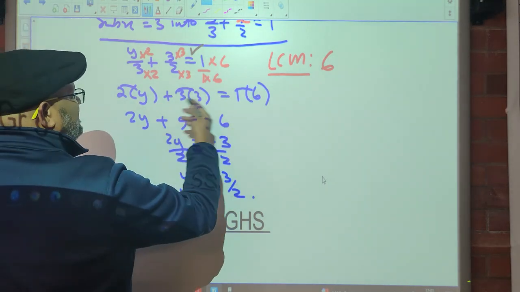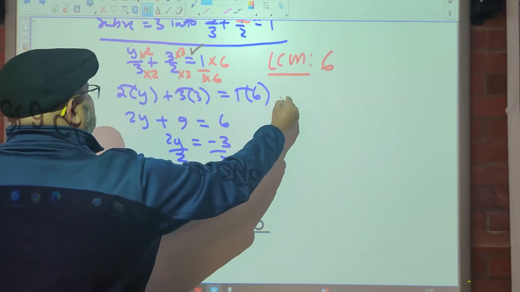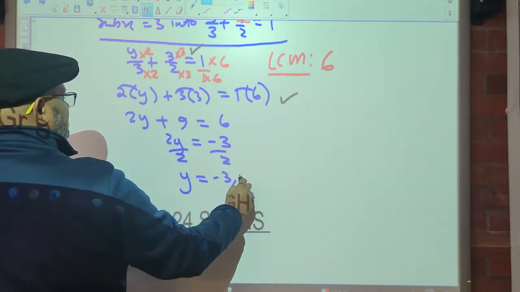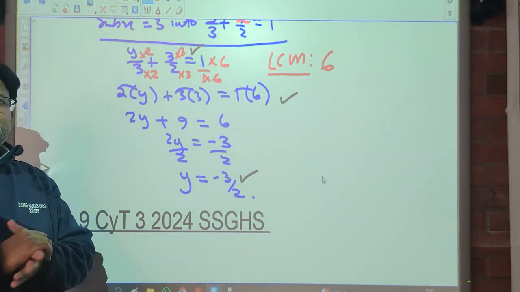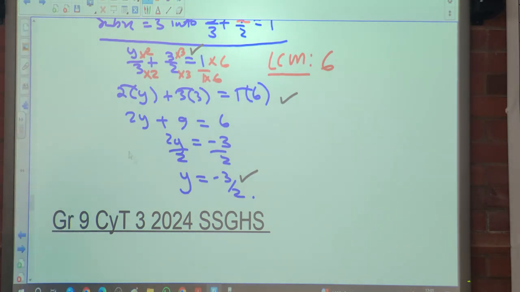Then 1 mark for getting rid of the LCM properly, there or there. And the 1 mark in the answer. That's how I would have marked it. Okay. Any other questions?